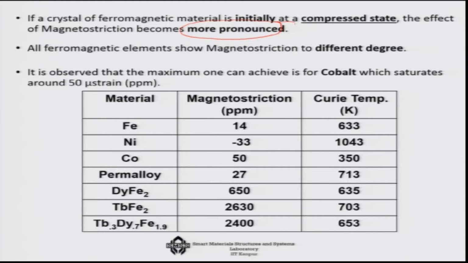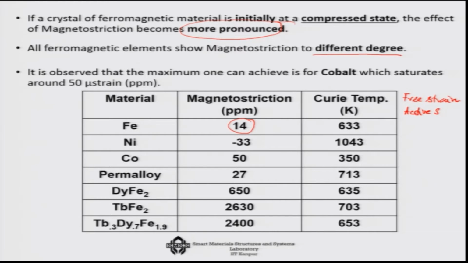The other point is, is magnetostriction uniform in all ferromagnetic materials? No. Different ferromagnetic materials show different degrees of magnetostriction. For example, iron, which was the first one noted by Joule, shows only 14 parts per million of strain that you can produce. So, it is an active strain. We will always tell this in terms of free strain. These are the terms that we will continuously deal with: free strain or active strain.